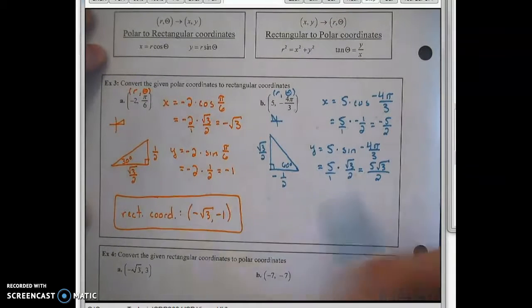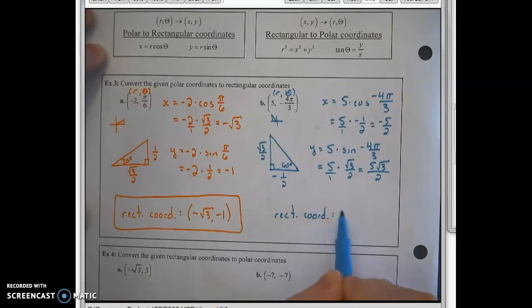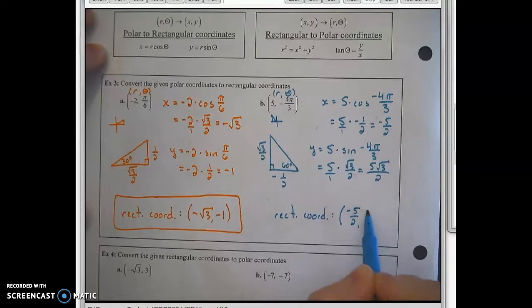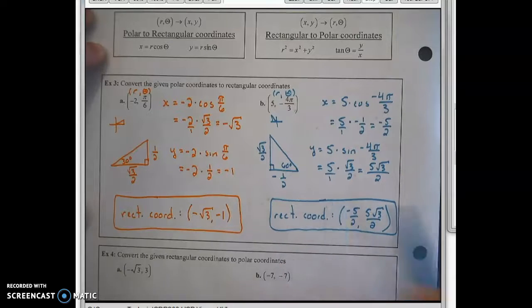So now I'm going to take these two values and I'm going to record them as rectangular coordinates. My x is negative 5 over 2. My y is 5 root 3 over 2. And I'm going to box it in, put it up on my fridge.